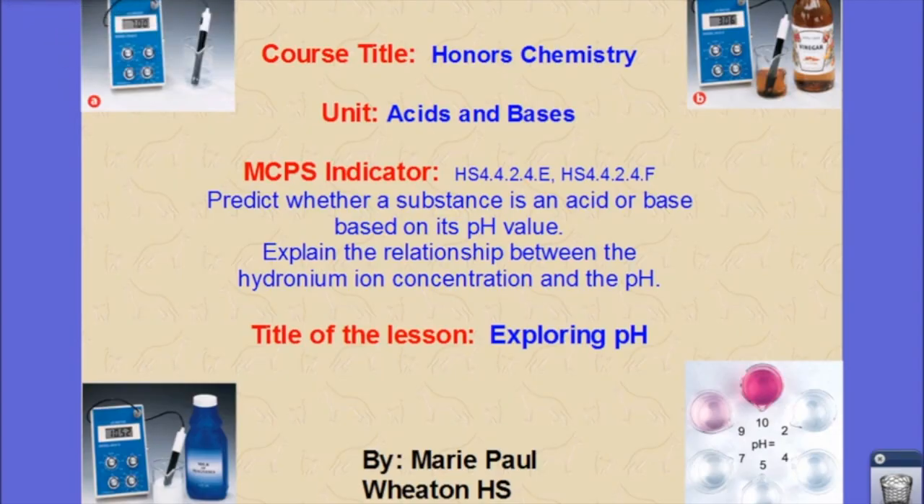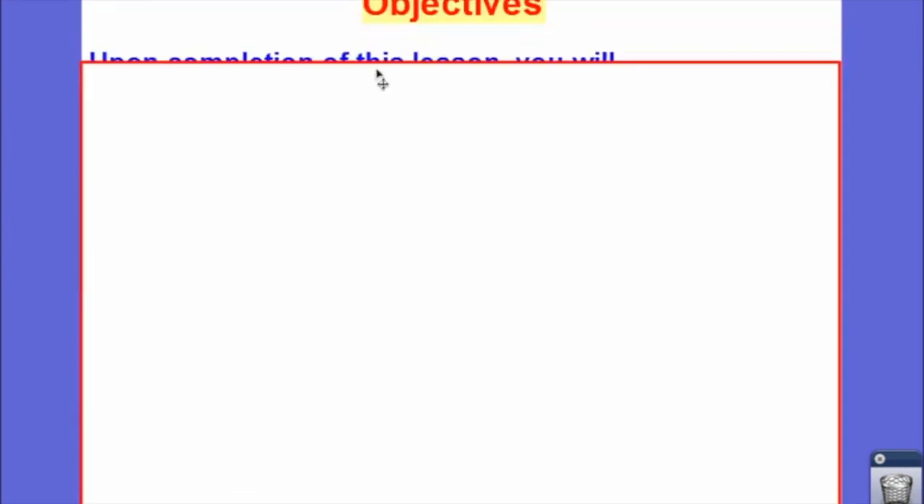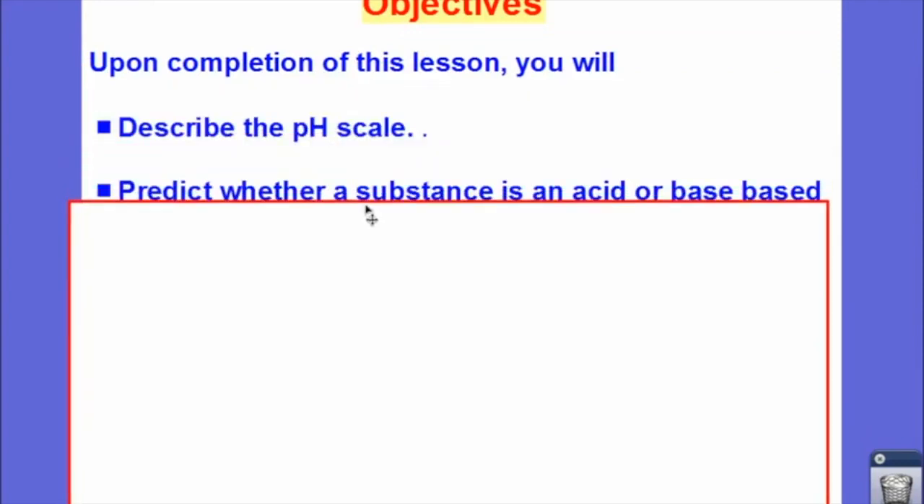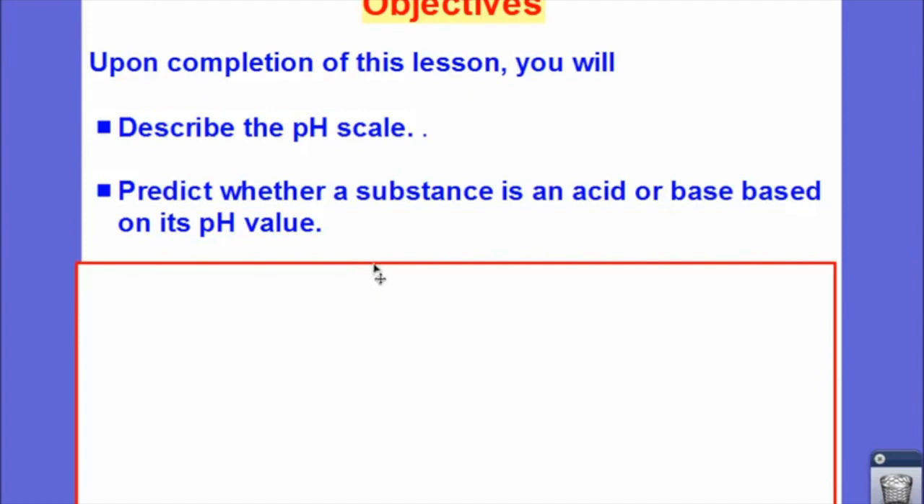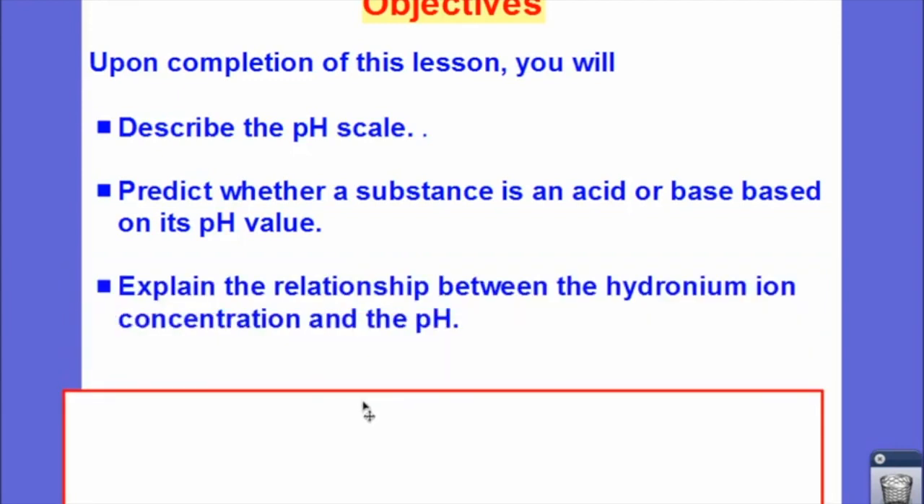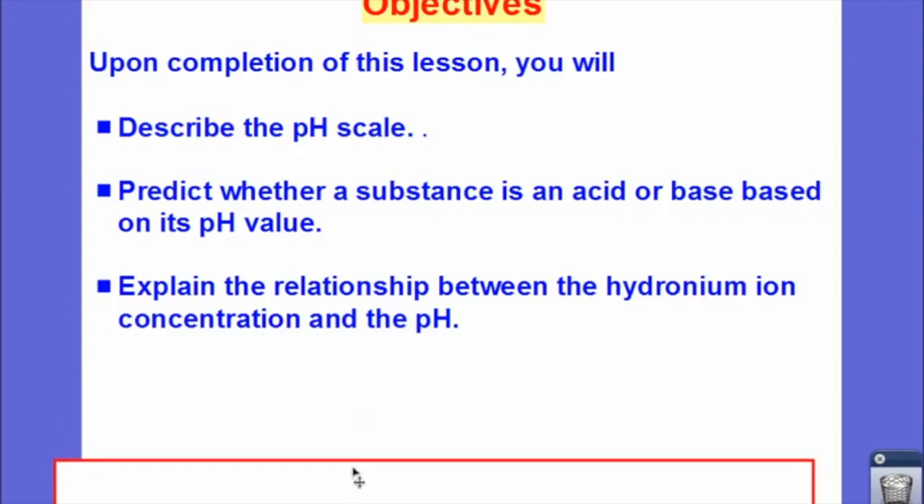All right, today we are going to continue discussing acids and bases. So, the objectives for today's lesson, we will describe pH. We will predict whether a substance is an acid or a base based on its pH. We will also explain the relationship between the hydronium concentration and the pH.